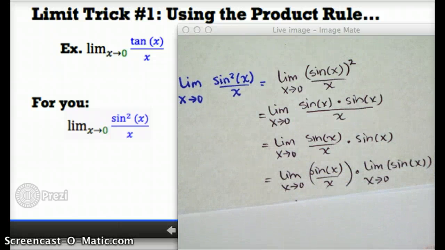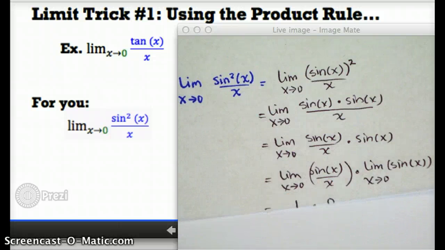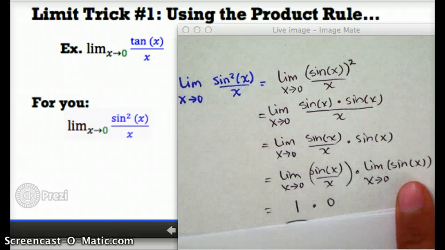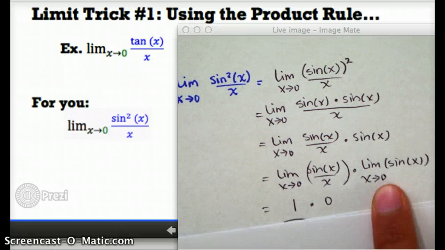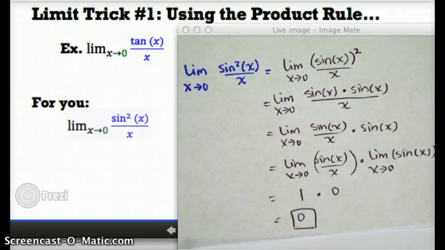And this allows me to say, well, this first limit is a limit that I know. The answer to that is 1, and I've just memorized that. And the second limit is a limit where I can plug in, because plugging 0 in for sine of x just gives me a 0, which makes the solution to this limit 0.